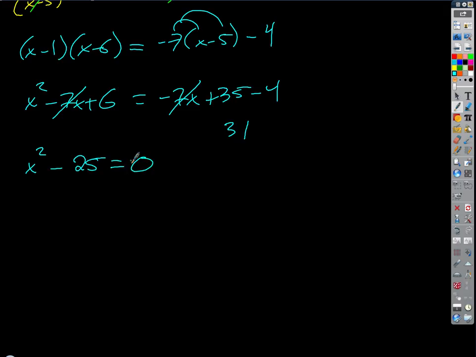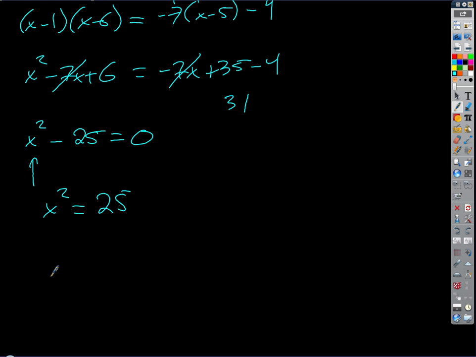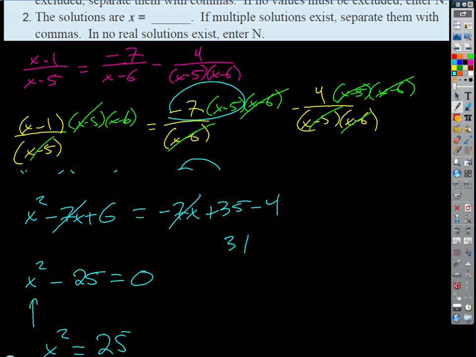Well, actually, I could just isolate the x, couldn't I? I could factor that, or because I have a single x, I can isolate it. So let's leave the 25 over there. If x squared equals 25, what do I do to solve for x? Square root. So what's my answer, or answers? Plus or minus 5.